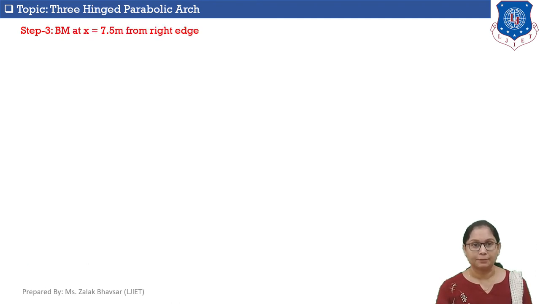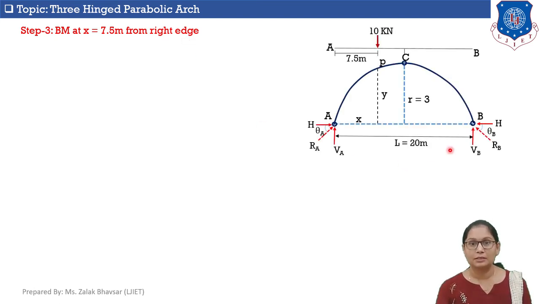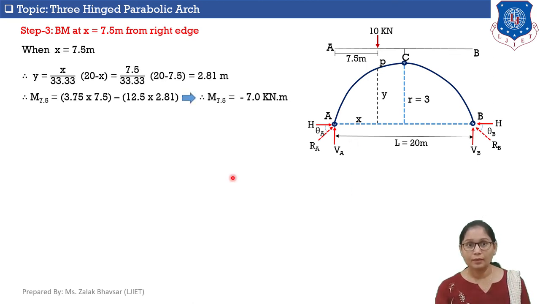Now, let's move to step number 3. In step number 3, we will calculate bending moment at x is equal to 7.5 meter from right edge. So we need to calculate bending moment here. This is the given arch. Now when x is equal to 7.5 meter, we need to calculate y because we need to calculate moment at a distance 7.5 meter from point B. So that's why first of all we need to calculate y.